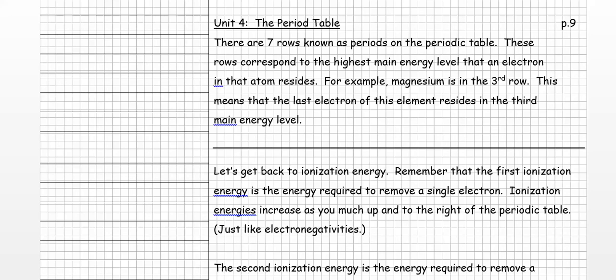For example, let's take magnesium. Find magnesium on the periodic table. It's number 12. Now, notice it's in the 3rd row. What does this mean in terms of the highest main energy level that an electron occupies in a magnesium atom?